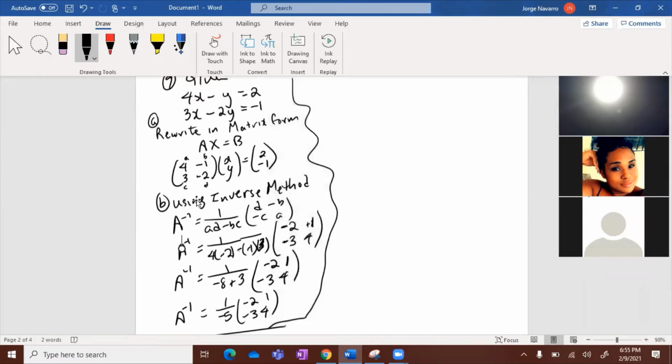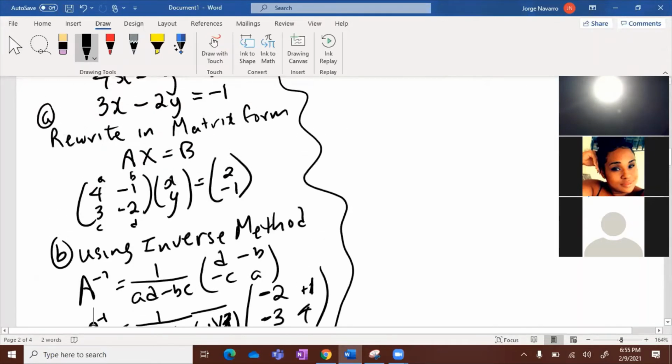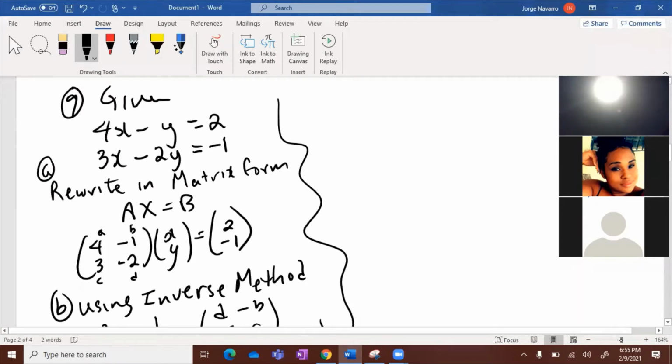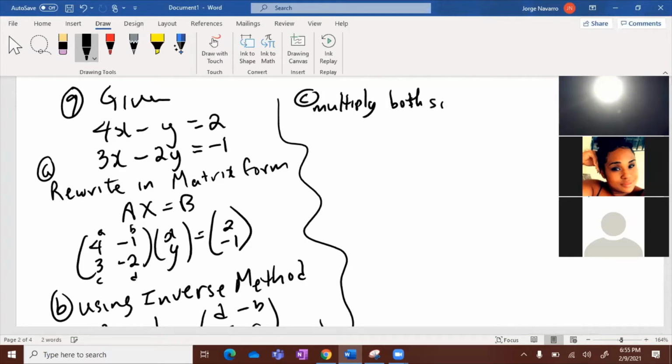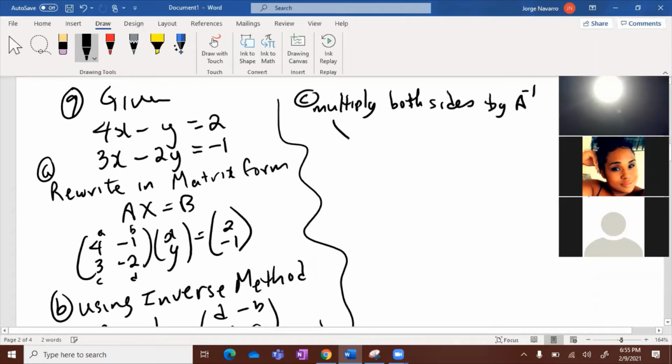Then, of course, we have to look at C. Right, we have to look at C. And for C, we always write multiply both sides by A to the -1. So X is equal to A to the -1 B.